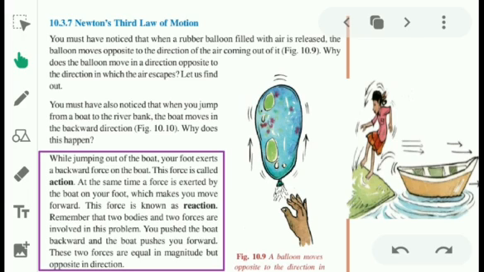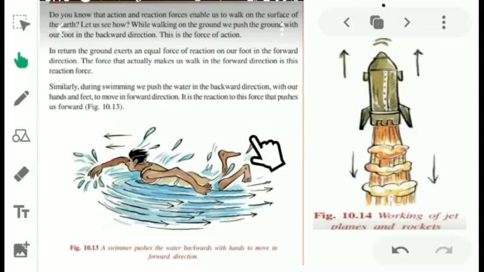According to Newton's third law of motion, for every action there is an equal and opposite reaction. Some more examples you can see here. How does a person swim in water? When he is swimming, he is pushing the water backward. Then the water pushes him in the forward direction. During swimming, we push the water in the backward direction with our hands or feet to move in the forward direction. It is the reaction to this force that pushes us forward.